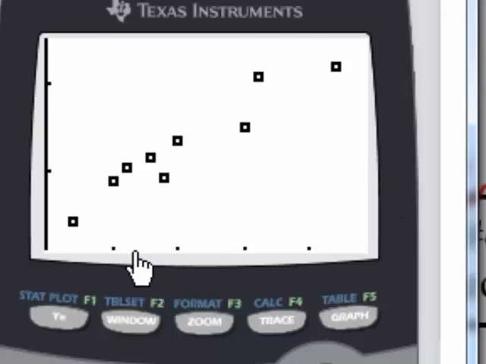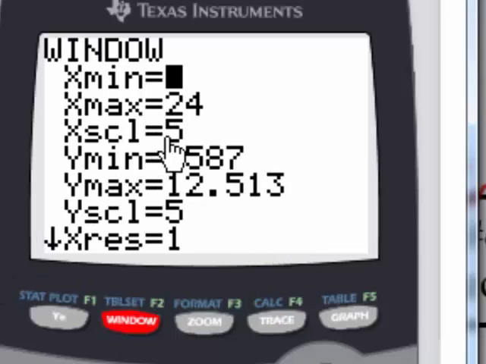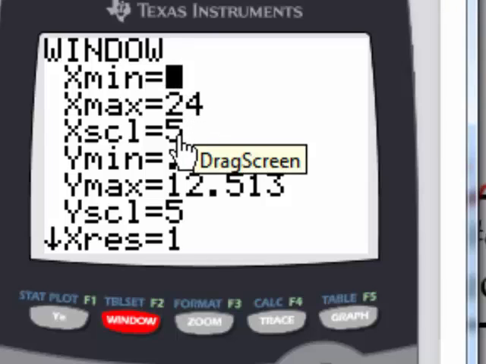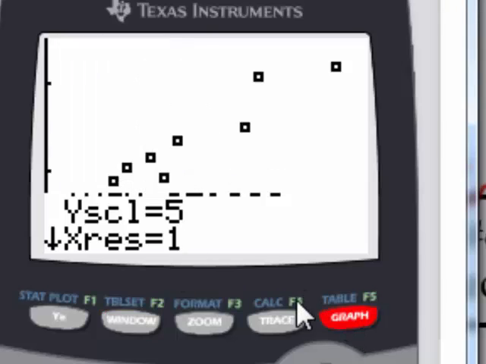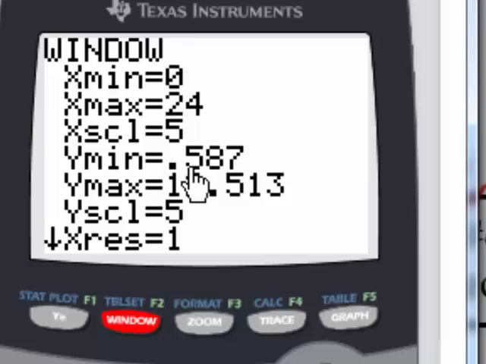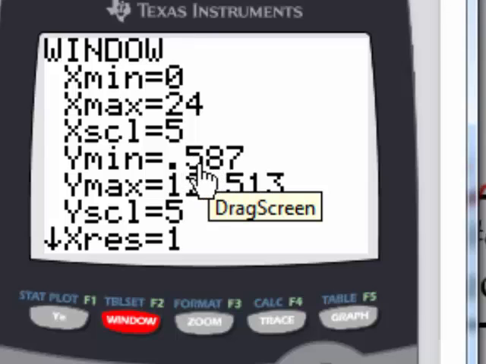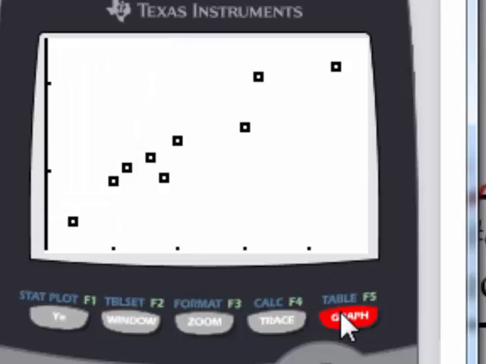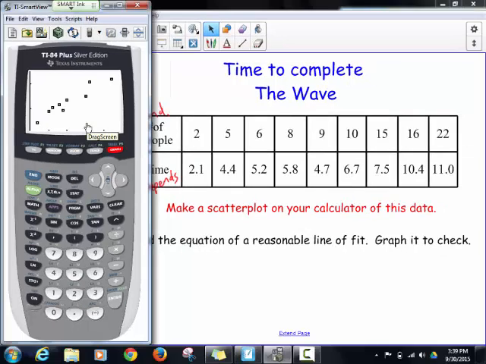And you could look to see what these dash marks are for your X and your Y axis. I go to window. See, my X's are counting from 0 to 24, and it's counting by 5. So if I go here, this is like 5, 10, 15, 20, and then 24 it ends on. Same thing with my Y's. Y min, so it's kind of goofy, 0.587. So you could have done like 0 to 15 or something like that as well, but they go kind of exact to fit that data. That's just fine. Okay, so I got it graphed.